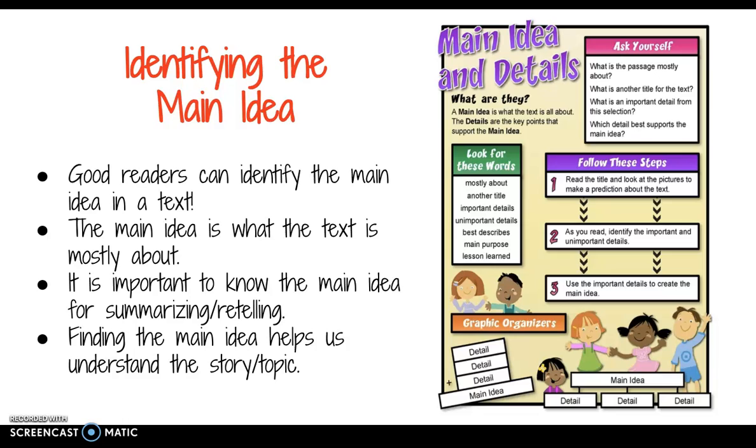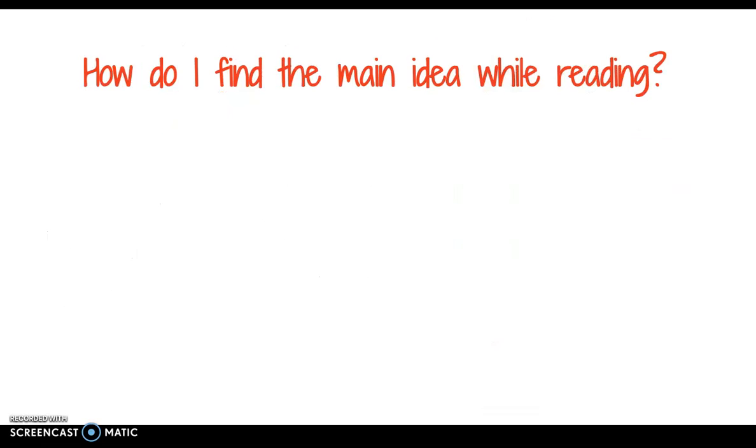There are different keywords that you can look out for as you are identifying the main idea. You can look for words and phrases like mostly about, another title, important details, unimportant details, best describes, main purpose, lesson learned. You can also use graphic organizers, as you can see on the bottom, to help organize and identify the main idea and supporting details.